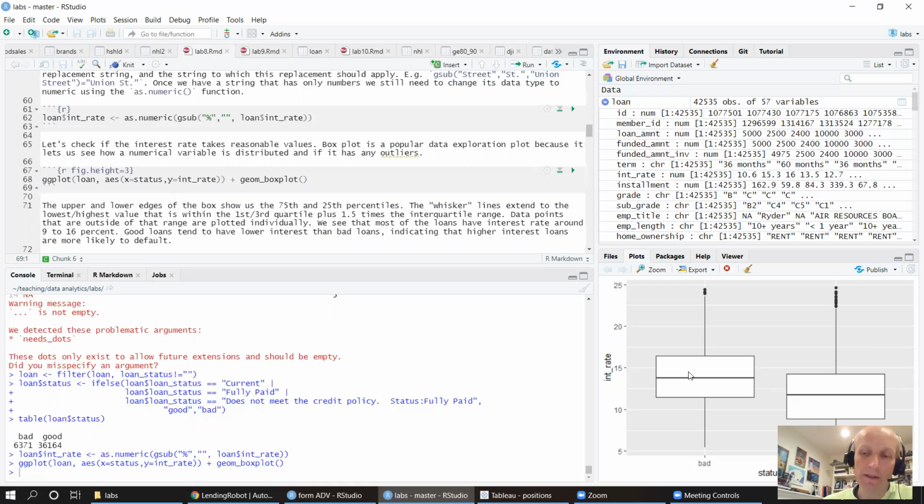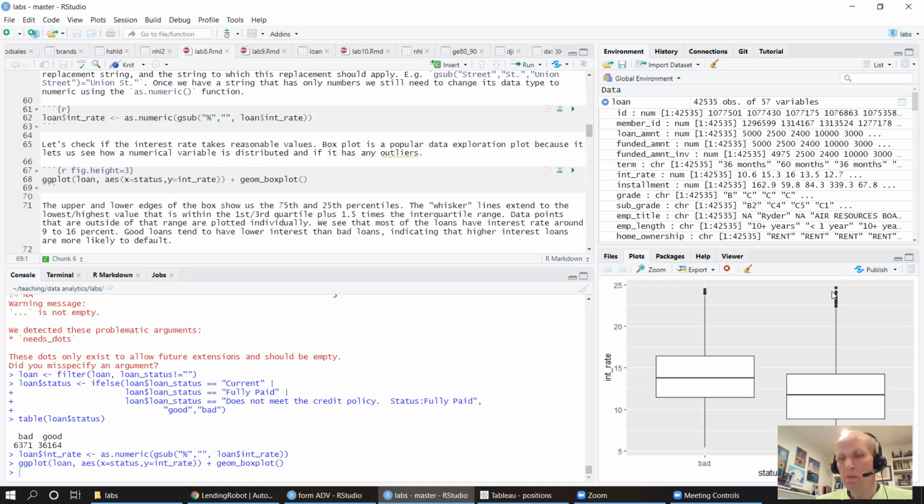50% of the values are concentrated, because the top edge of the box is the 75th percentile, the bottom edge is the 25th percentile. So 50% of all the values are between, this looks like, I don't know, 12 and maybe 17% for the bad loans, and a little bit lower for the good loans. So this was the bad loans. And of course, there are some outliers. There's 20 some loans, few loans get charged 25% interest rate.